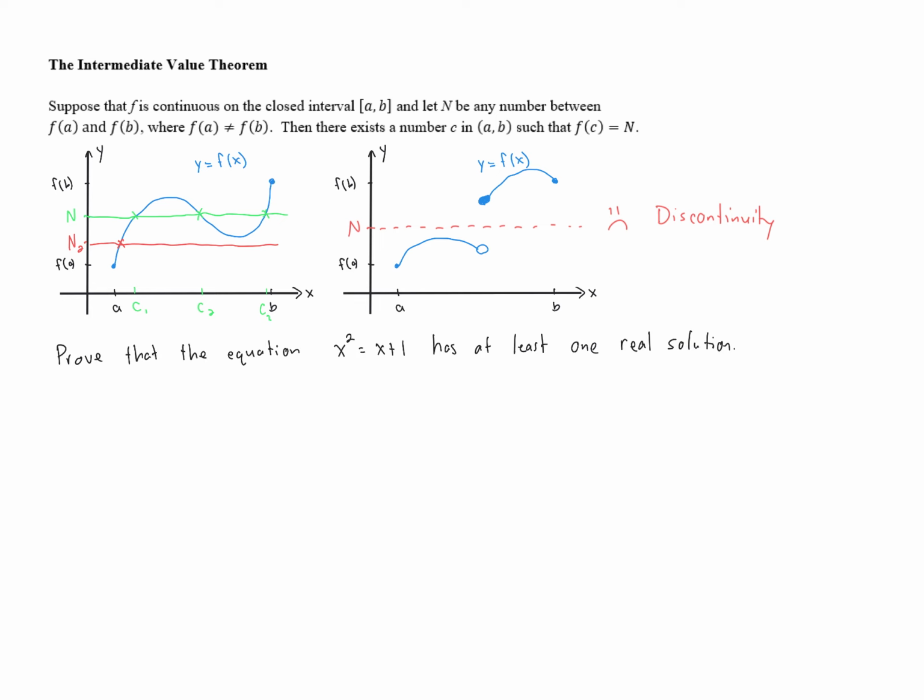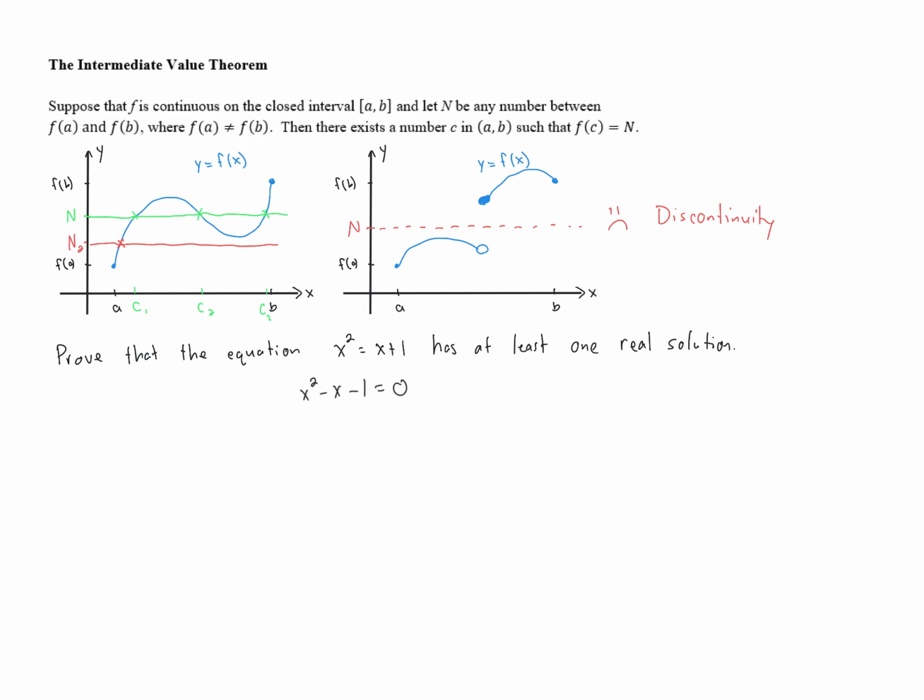We want to prove that the equation x squared equals x plus 1 has at least one real solution. Now we can do this, first of all, by moving around some of the terms of the equation so that one side is equal to 0. If we subtract x and 1 from both sides, this is the same as x squared minus x minus 1 equals 0. I've just moved all of the terms to the left-hand side.